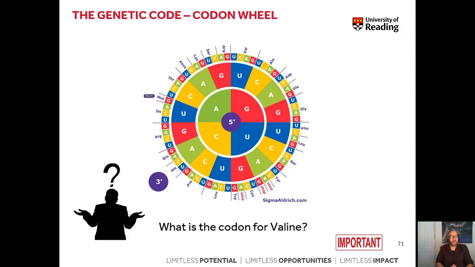Now, please do the same exercise to find out the codons for valine. I hope that all of you have been able to successfully identify GUU, GUC, GUA, and GUG as possible codons coding for valine.